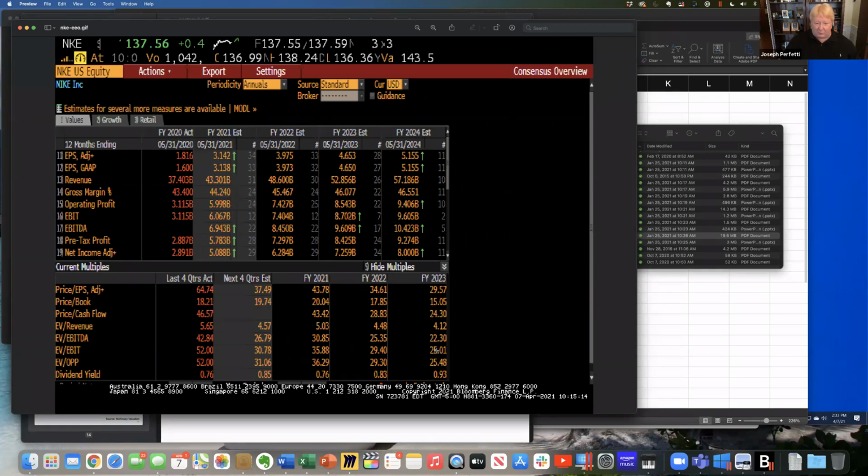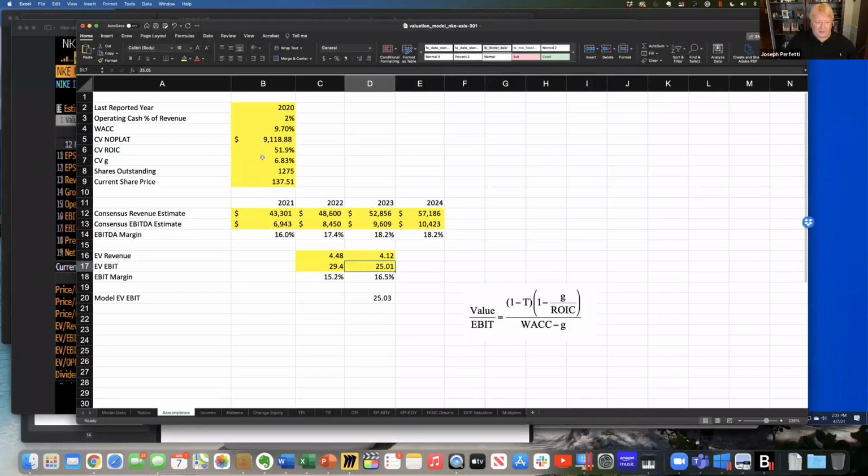So 2501 is the number based on the current share price of Nike. So here's the point. What G in our model gets us to a 2501 EBIT? I'm solving for that. It's about 6.83%. Because like I said, I know the tax rate, I know this number needs to be 2501, I know the WACC is 9.7, and I know the ROIC is somewhere in the low 50s, 51.9. So I'm just solving for G, backing into a G to make this work. So that has to be the G based on the current share price, because this is an as-is valuation.